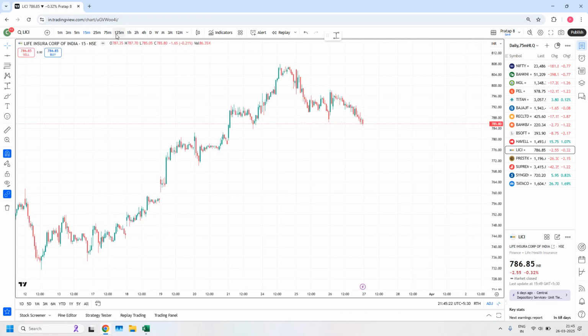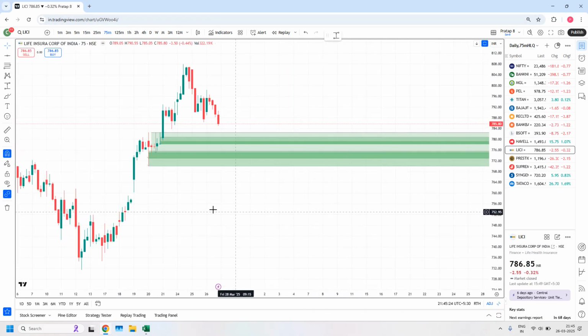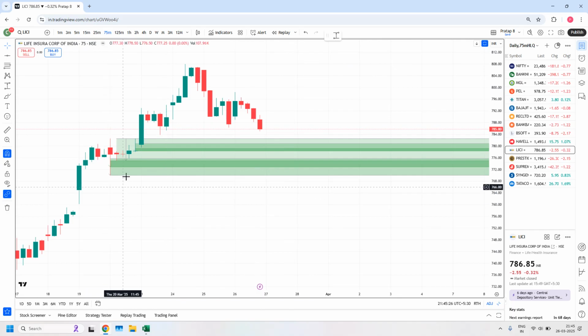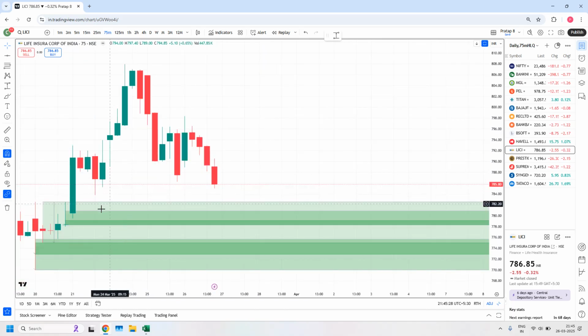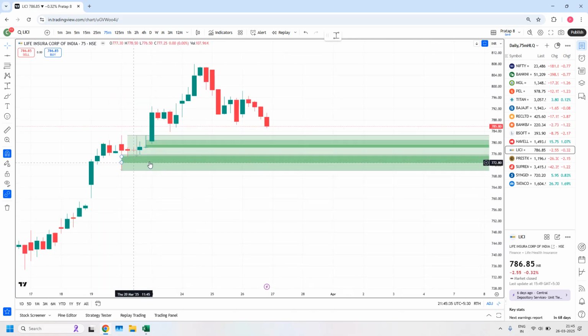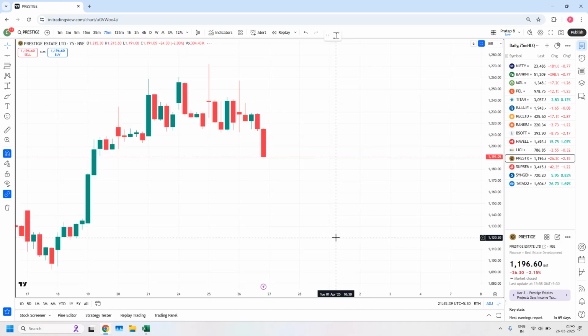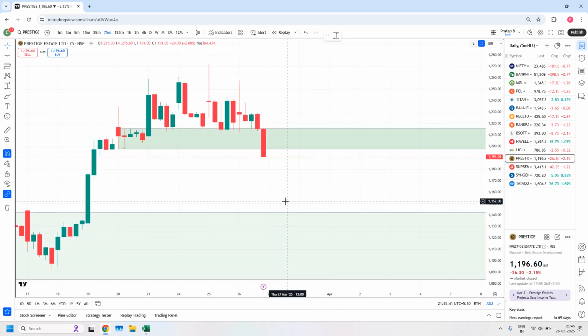Next one is LIC. This is a 75 minutes demand zone. LIC is also having two order flows. One is in the middle. Here we have a fine-tuned 5-minute zone. At the distal line also we have a fine-tuned 5-minute zone. But anyway, we didn't get any trade today. Next one is Prestige.